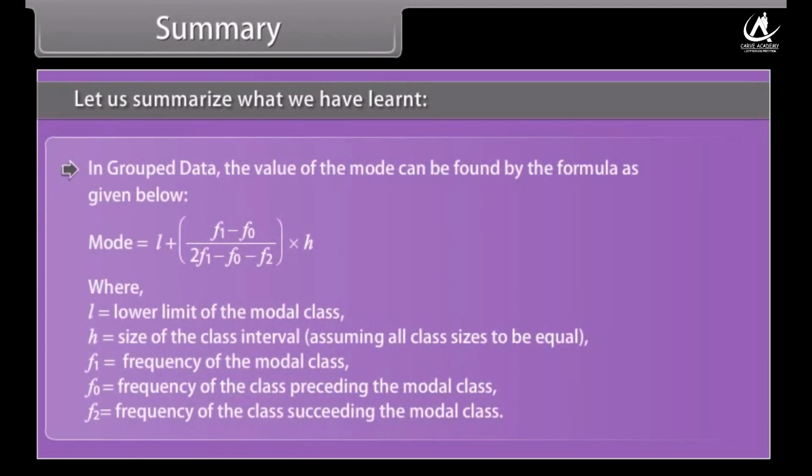In grouped data, the value of the mode can be found by the formula as given: L plus (f1 minus f0) divided by (2f1 minus f0 minus f2) multiplied by h, where L is equal to the lower limit of the modal class, h equals the size of the class interval, assuming all class sizes to be equal, f1 equals frequency of the modal class, f0 equals frequency of the class preceding the modal class, and f2 equals frequency of the class succeeding the modal class.